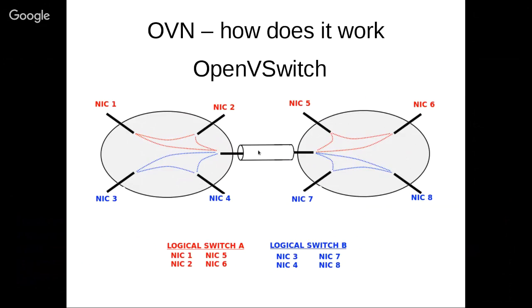Combining all this gives us the ability to create isolated logical switches spanning over the entire OVN environment consisting of multiple OVS switches. Here, for example, we would have 2 logical switches: red connecting NICs 1, 2, 5, and 6, and blue connecting 3, 4, 7, and 8. The OVN logical switches are the equivalent of oVirt networks. Whenever an external oVirt network is created, a logical switch is created in OVN.